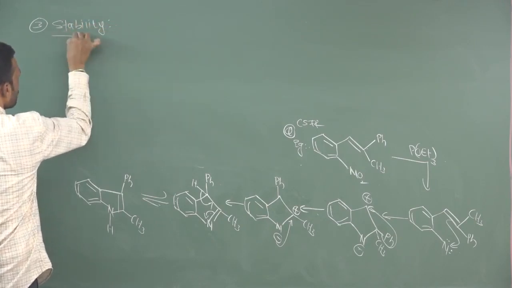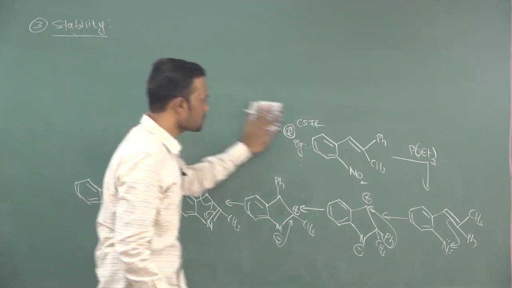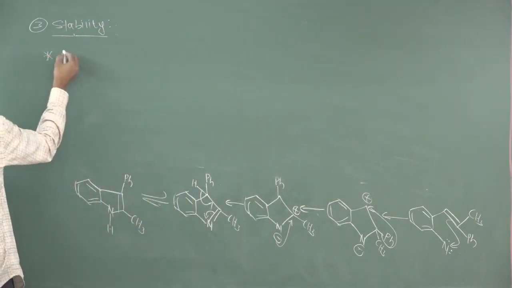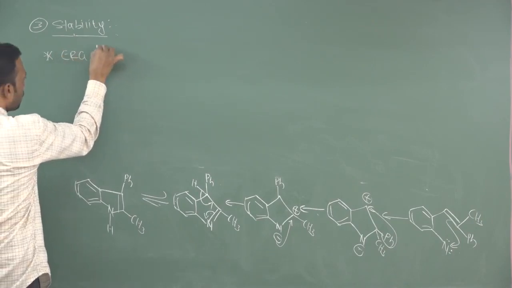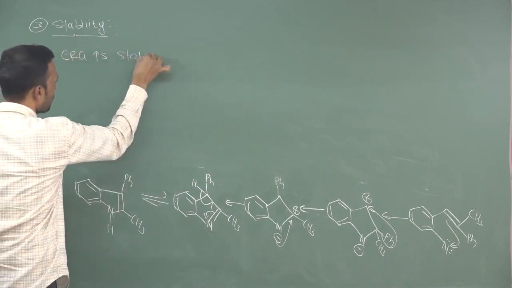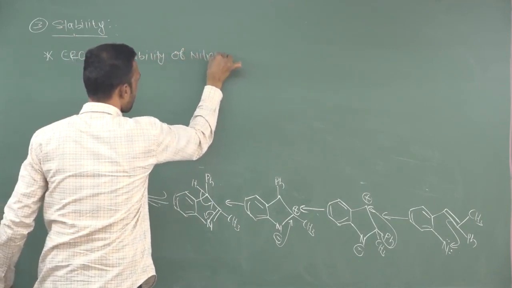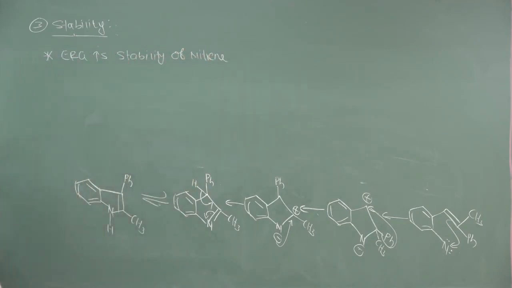This stability is almost equal to carbene only. Carbene stability and this stability are almost the same. Is it electron deficient or not? Nitrene is electron deficient. Electron releasing groups increase stability or not?